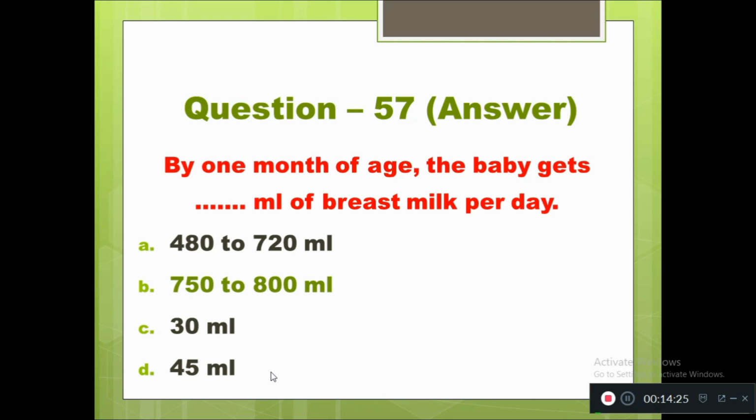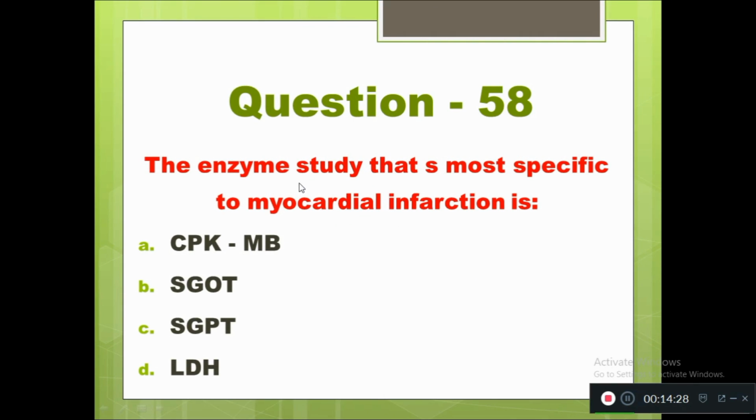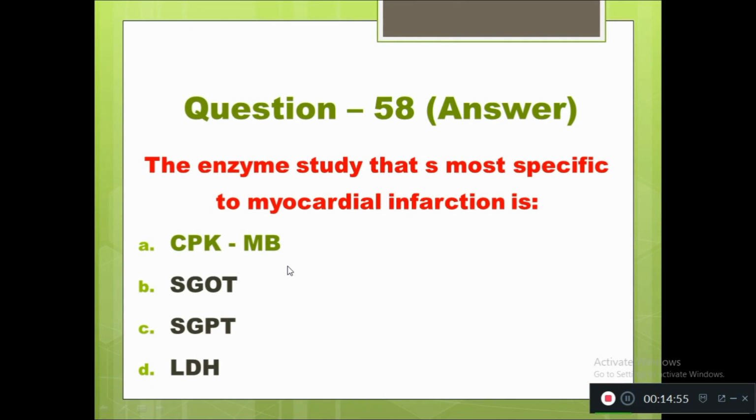Okay. Now, question number 58. The enzyme study that is most specific to myocardial infarction is option A CPKMB, option B is SGOT, option C is SGPT, option D is LDH. The CPKMB, creatine phosphokinase, muscle and brain. So this is the most important cardiomarker to diagnose the myocardial infarction. It is a specific cardiomarker.